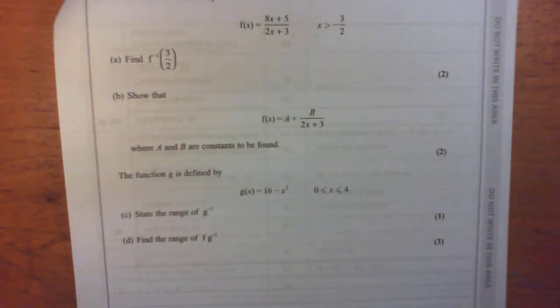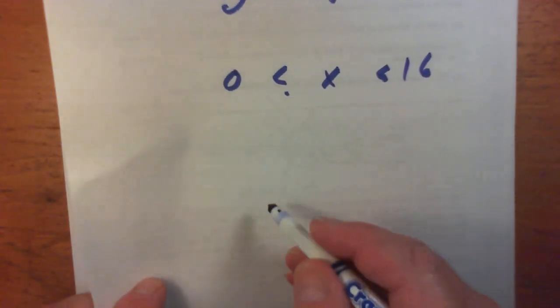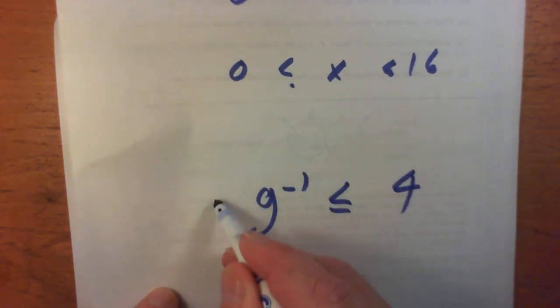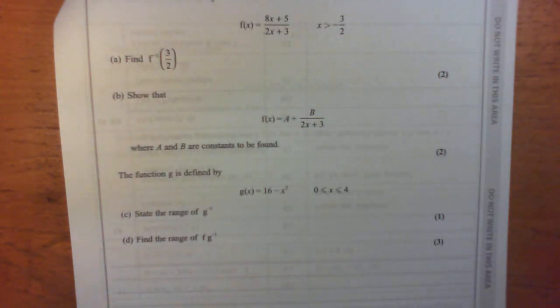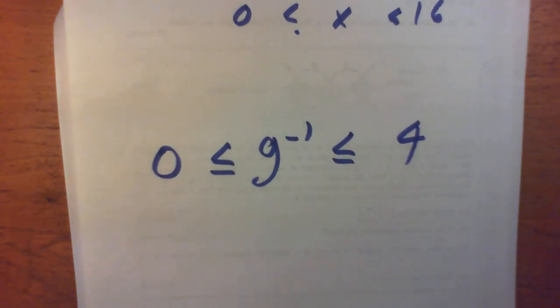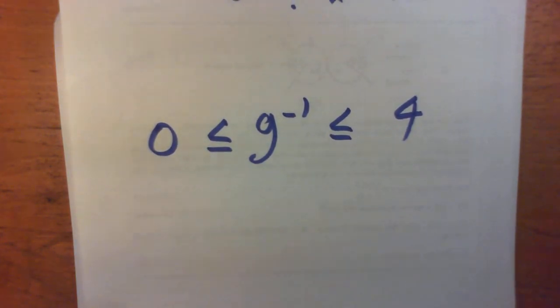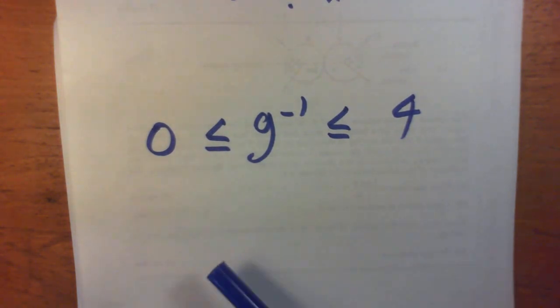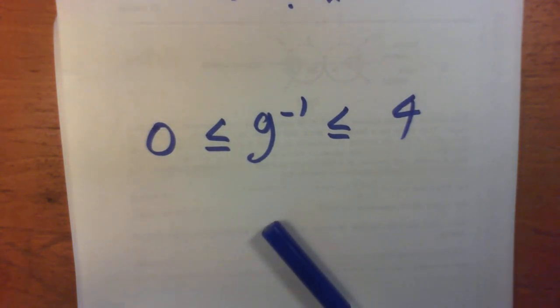One thing I could say while I'm on this is that when they ask for the range of g to the minus 1, as I've just said, it goes between 4 and 0. So that's your answer to part C. The important point is that the middle bit is g to the minus 1. It's asking for the range of g to the minus 1, so that's the way you present it.